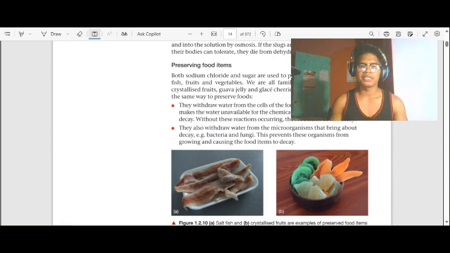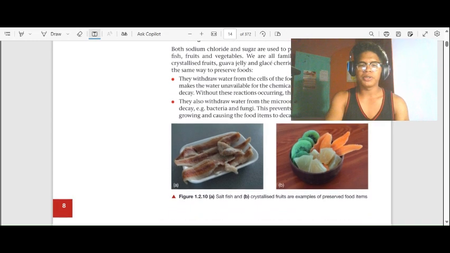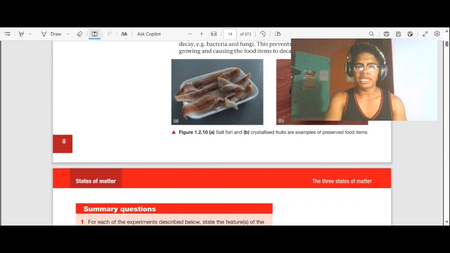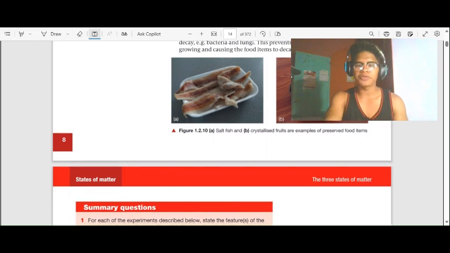Secondly, they also withdraw water from the microorganisms that bring about decay, for example bacteria and fungi. This prevents these organisms from growing and causing the food items to decay. So in figure 1.2.10, salt fish and crystallized fruits are examples of preserved food items.